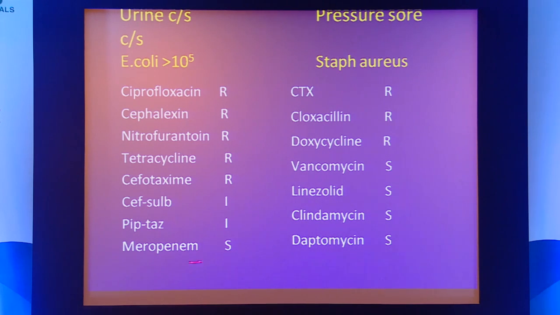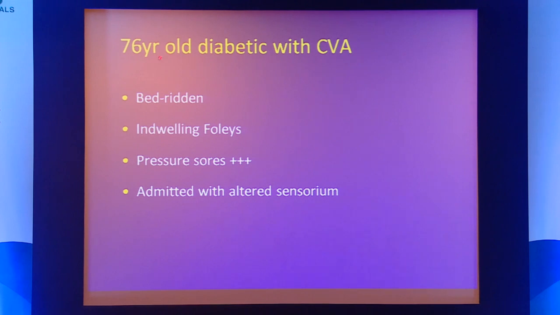So probably carbapenem would be the drug of choice, right? So the natural tendency would be to choose probably meropenem plus vancomycin. Is that acceptable, or linezolid? But please remember, the reason I put this up is, this is a 76-year-old diabetic who has pressure sores and who has an indwelling Foley.